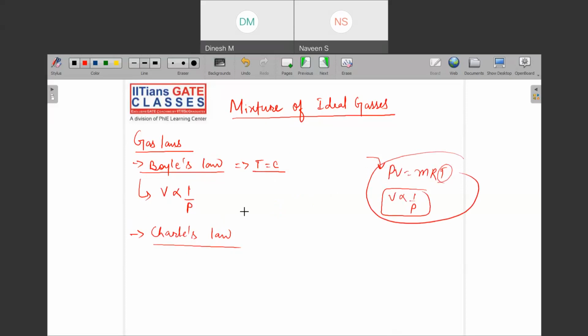Gay-Lussac's law. Okay. So Charles law says that if your pressure is constant, then your volume is directly proportional to temperature. Got the idea? Boyle's law says that if your temperature is constant, volume is inversely proportional to pressure, and in Charles law, volume is directly proportional to temperature. So these help you find out the change in volume if you know the change in pressure. Okay, and then we have Gay-Lussac's law.